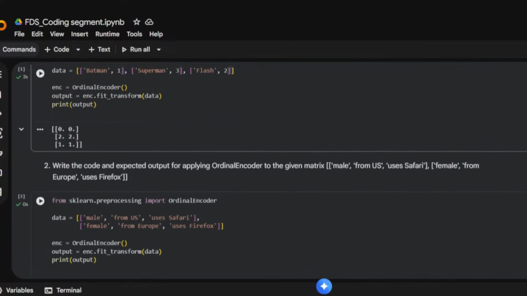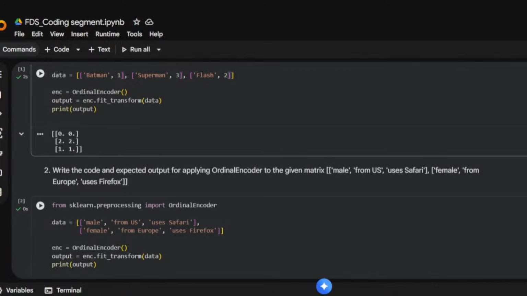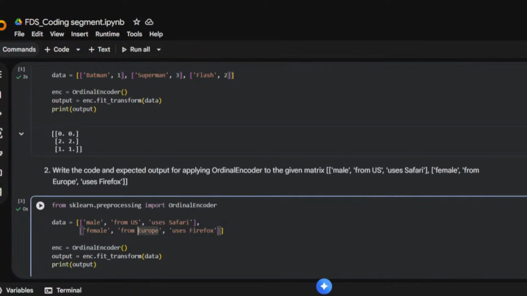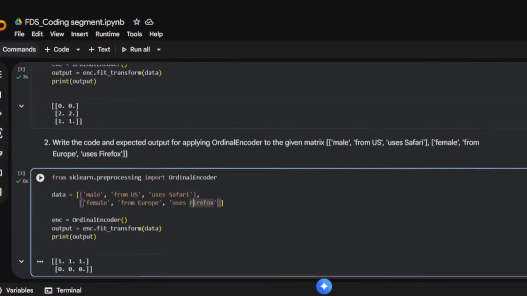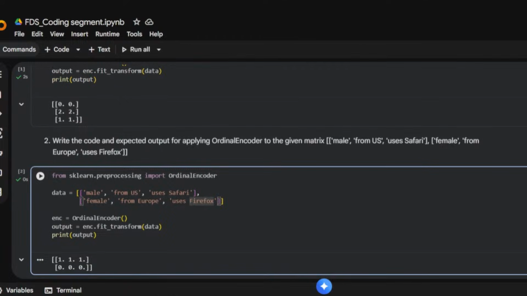Your output should be, now again think about it. According to ASCII, you'll take female as 0, male as 1, from Europe and from US, right? Again, till this particular space, it's the same. So your differentiating factor is E, and over here it is U. So again, this gets 0, this gets 1. So uses Firefox, over here the differentiating factor is F and S. Therefore, this gets 0, this gets 1. After which you'll get your output like this, specified within the same brackets.